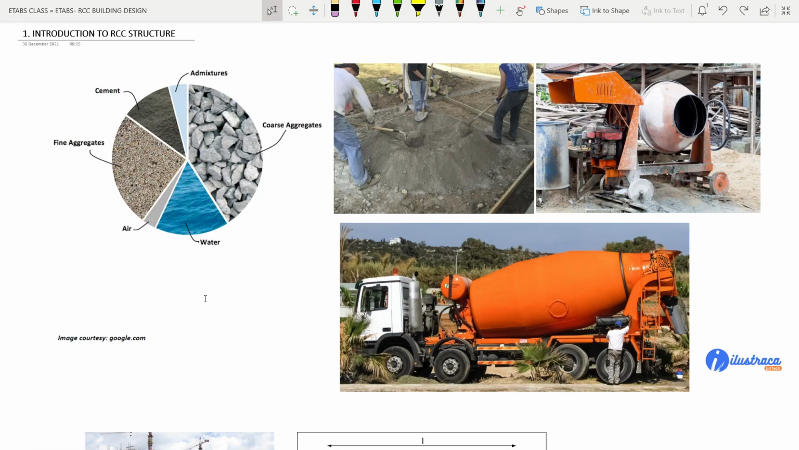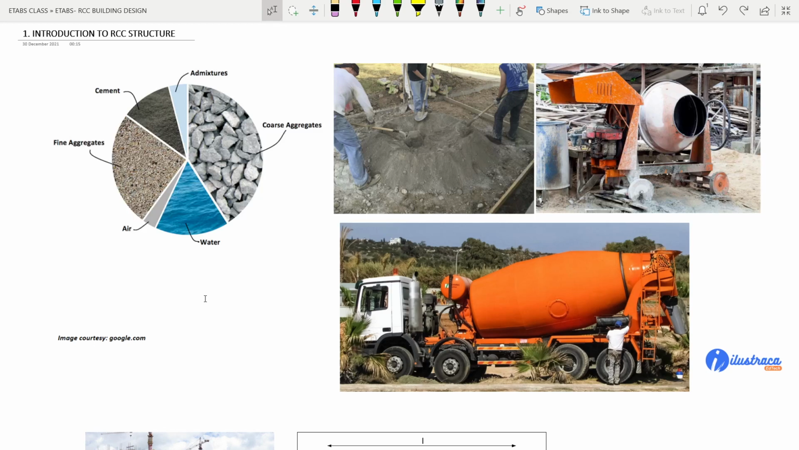Hello everyone. Welcome to the first lecture of our comprehensive course on RCC building design using ETABS and manual checks. So in this first lesson, I'll be starting from very basic because I want everyone to understand the basics first.